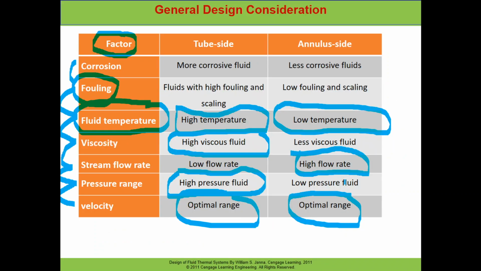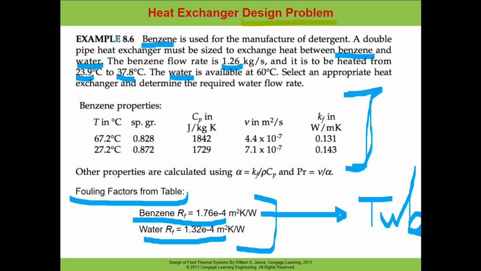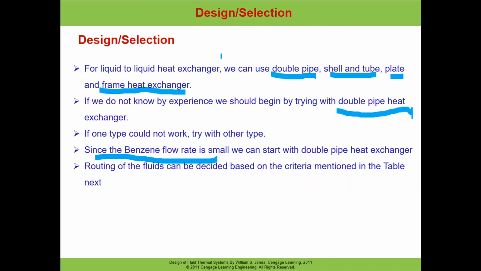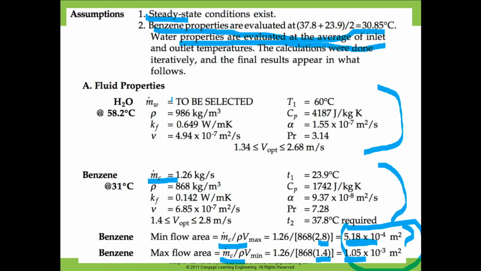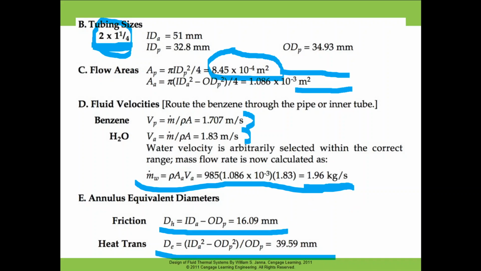Remember, in the problem the mass flow rate for the benzene was given, and for the water it was not given. So here we can calculate the mass flow rate for the water as well. This is the mass flow rate for the warmer fluid, which is water, and it comes out to be 1.96 kg per second.